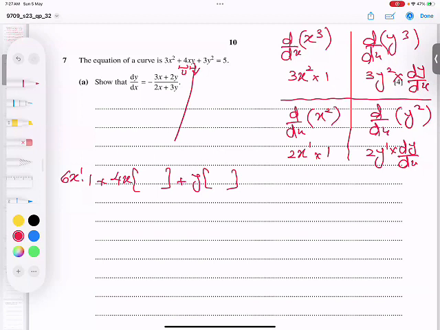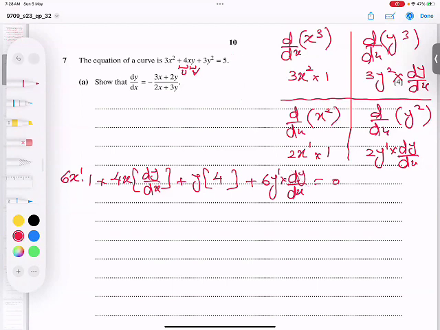So when you differentiate y, what is the derivative? It is dy over dx. And when you differentiate 4x, we get 4 only. And what about 3y to the power 2? The power 2 will multiply with the 3, so we get 6y, the power becomes 1 less, into base dy over dx, equals to 5, a constant, which is 0.